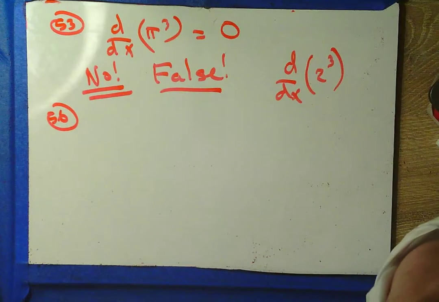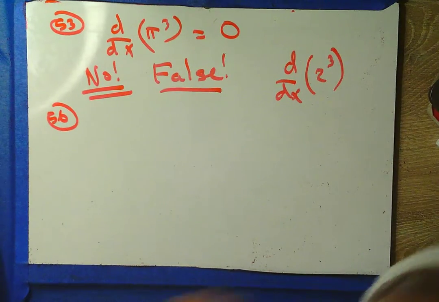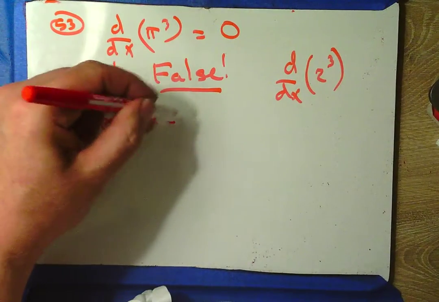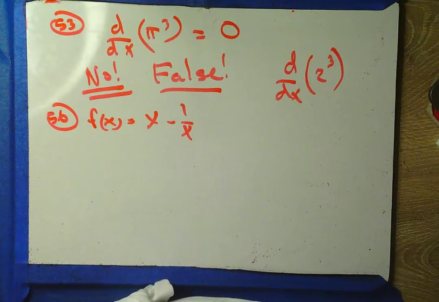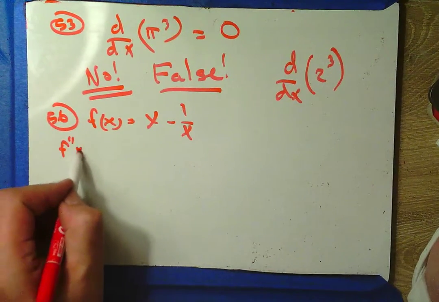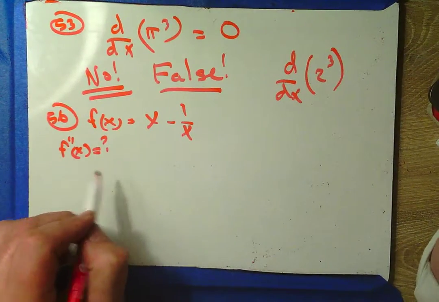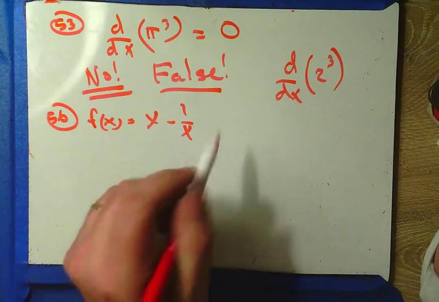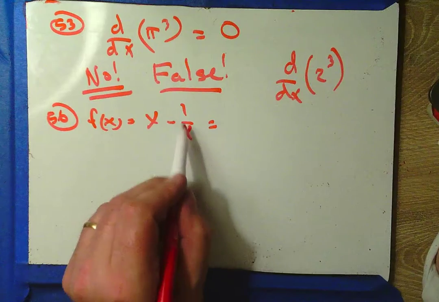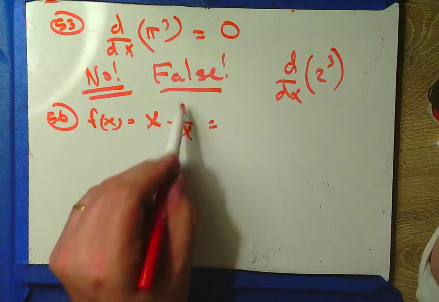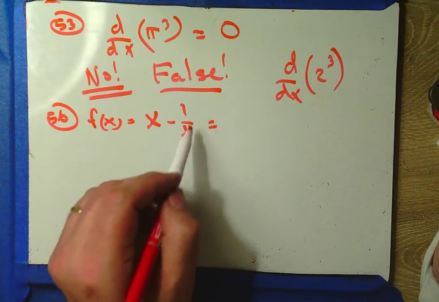Problem 56 says, let f of x be x minus 1 over x, and find f double prime of x. Well, in order to find the second derivative, I need to find the first derivative first, so let's do that. I do not want to use quotient rule. Do not use quotient rule here. Put on the dunce cap if you use quotient rule here.